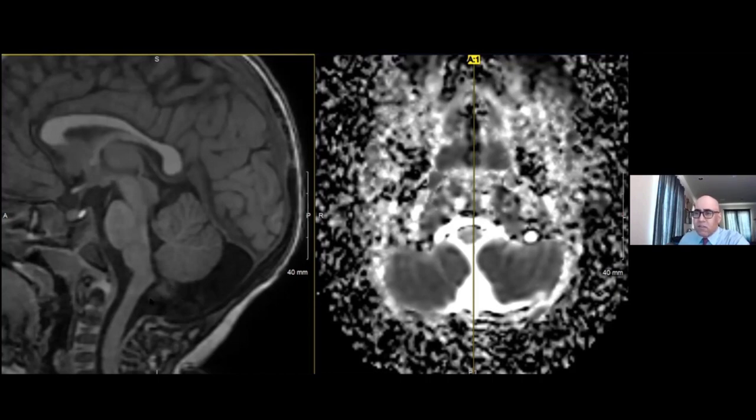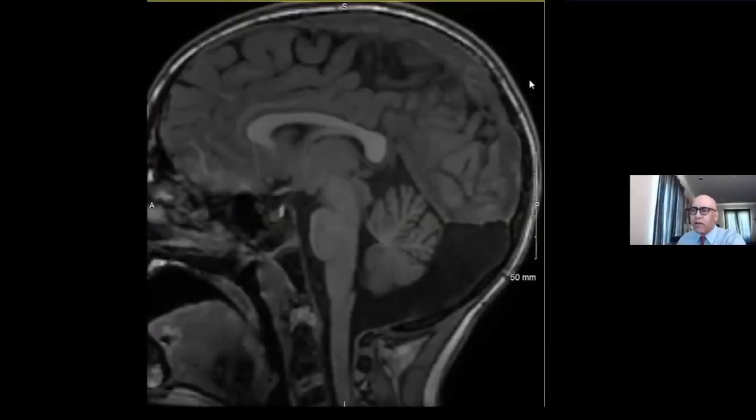In the absence of symptoms, in the absence of mass effect on other structures, an infravermian arachnoid cyst is a normal variant that does not require follow-up, does not require surgery, does not require any cause for consternation. So this is an infravermian arachnoid cyst, which is a normal variant. Otherwise, the brain is normal.